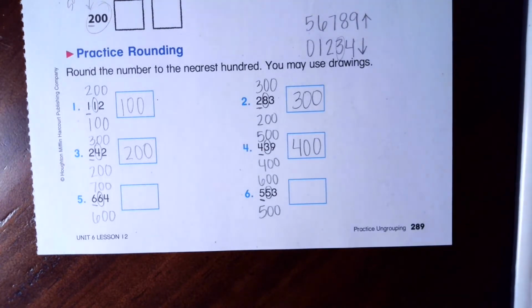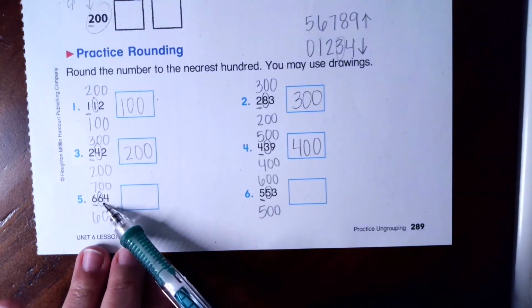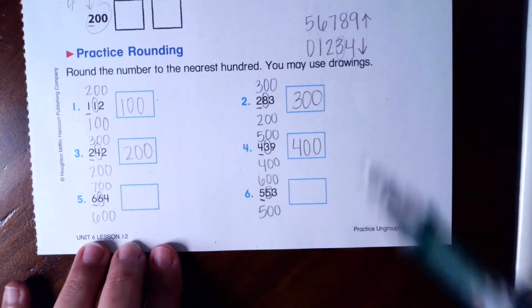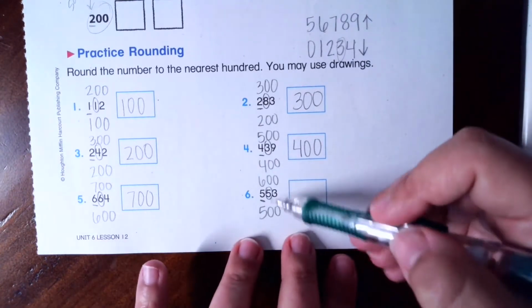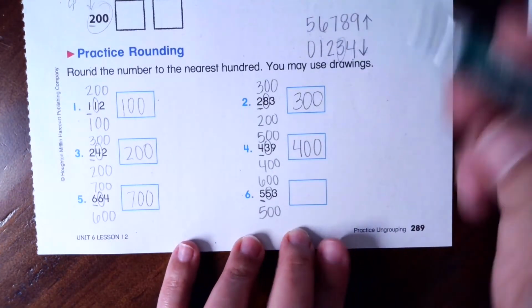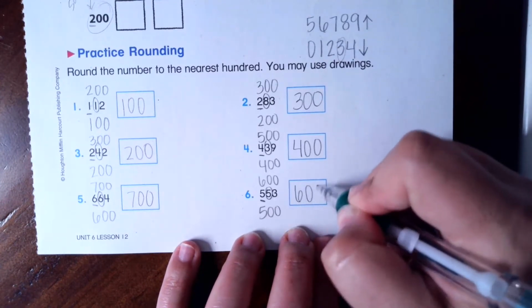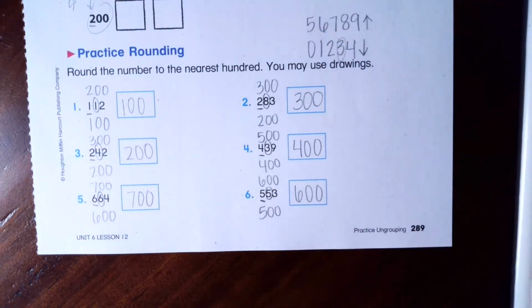Okay, friends, let's see how you did. So I have a 6 in my tens town. So that means I'm going to round up to 700. And a 5 in my tens town, I also round up. So I get 600 right there. All right, good job so far.